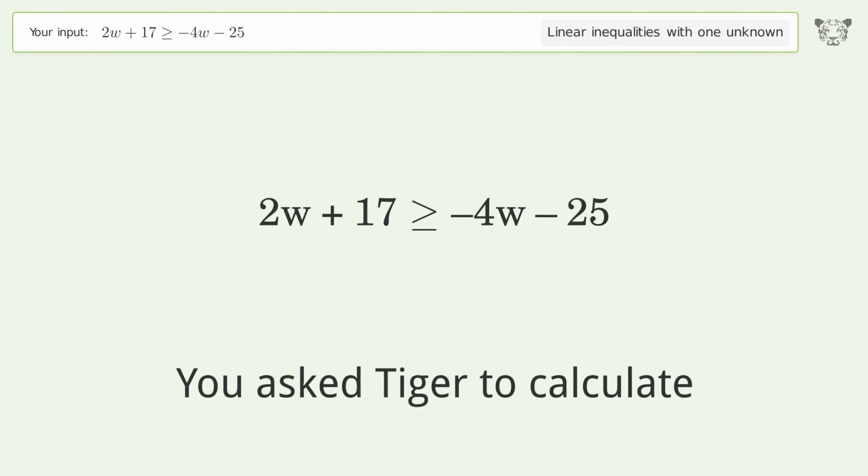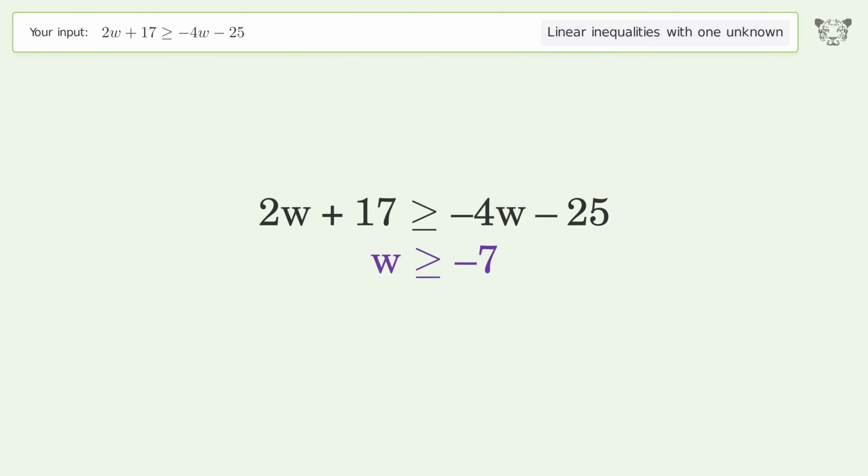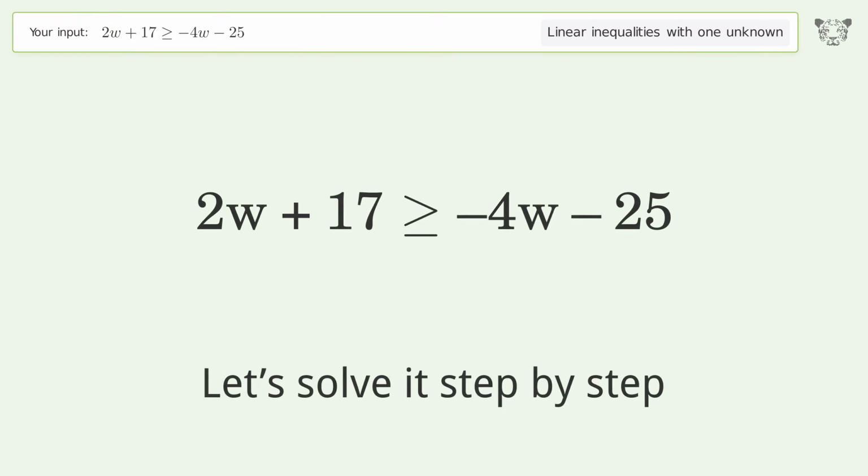You ask Tiger to calculate. This deals with linear inequalities with one unknown. The final result is w equal or greater than -7. Let's solve it step by step.